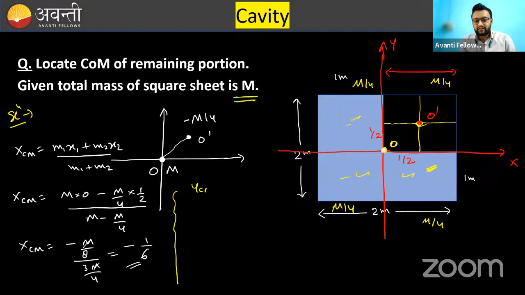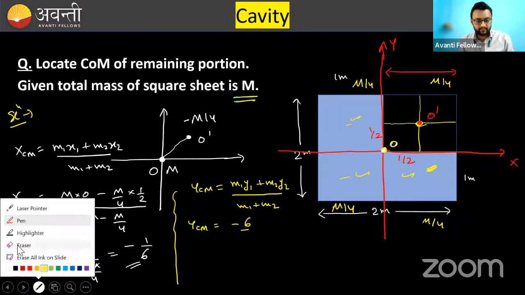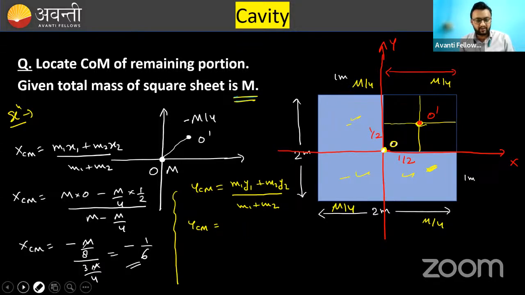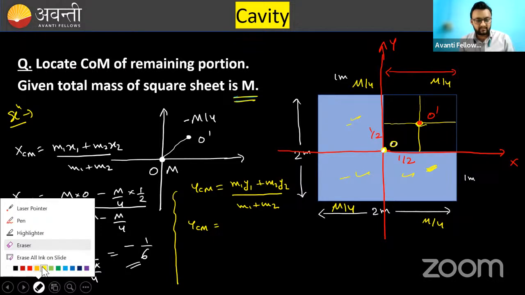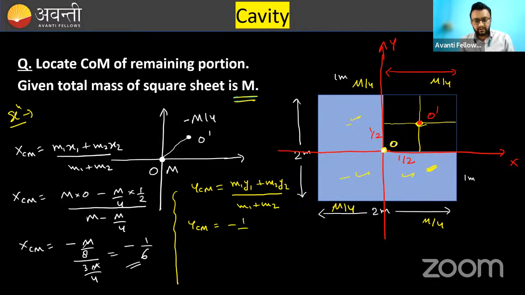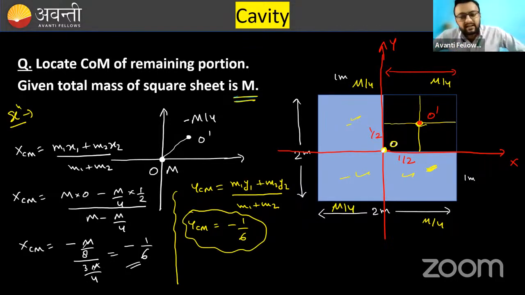Now, the y coordinate will be, again, m1 y1 plus m2 y2 divided by m1 plus m2, and you can again put these values, and what you will get is again minus 1 by 6. You can check that because there is a symmetry about that, no? So you will get a similar answer. So the x coordinate is minus 1 by 6, the y coordinate is minus 1 by 6, and the answer is in front of you. Again, this is an important question. It will clear your concepts.